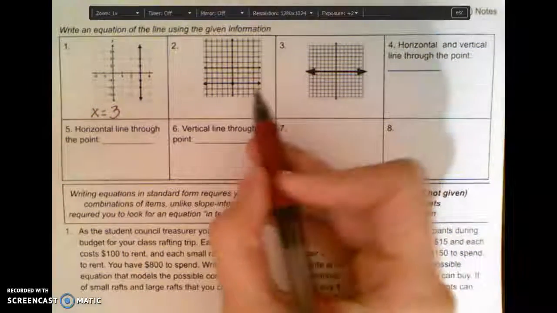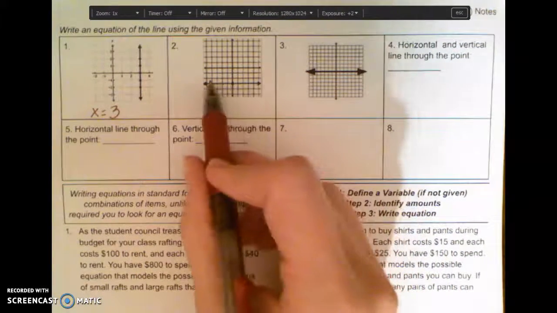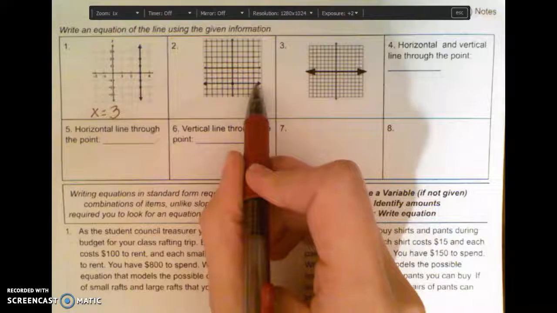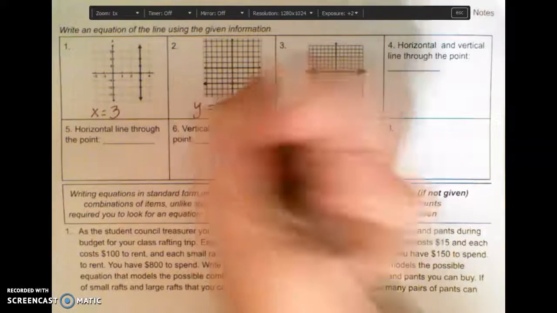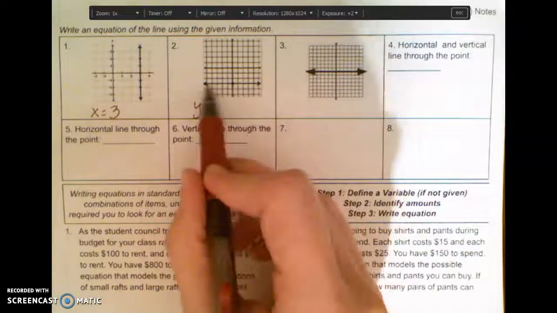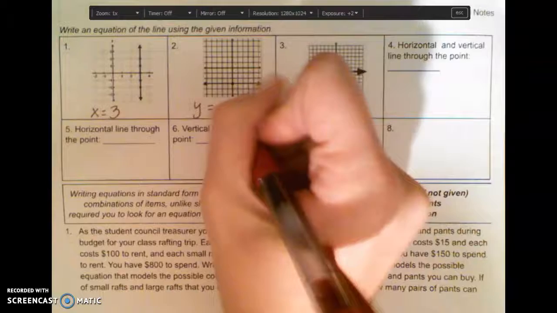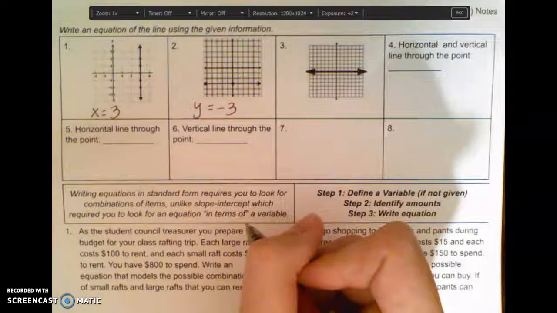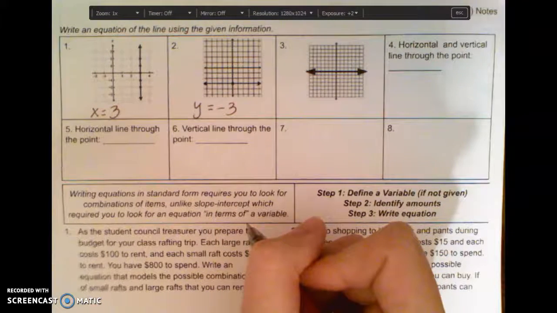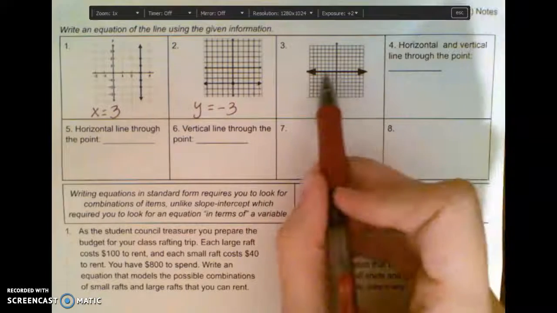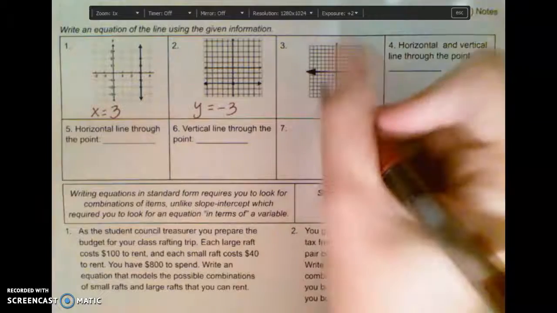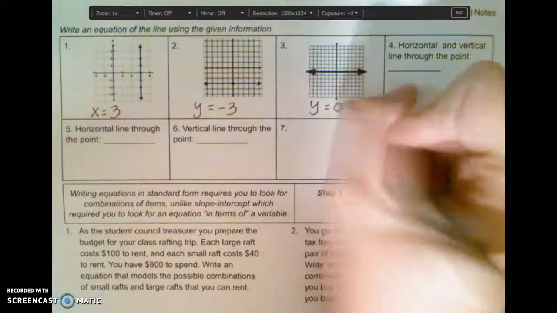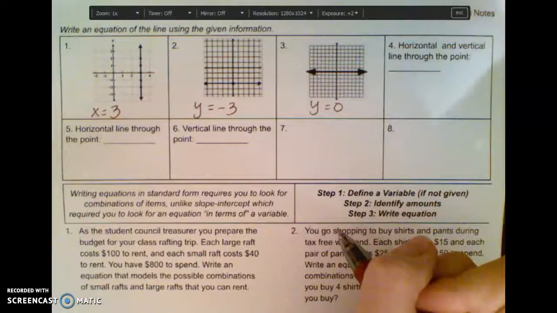Now let's look at the second one. We have a line going side to side here. That means it is a horizontal line. Whenever I have a horizontal line, it is y equals, because every single y value on this line is -3. My equation will be y equals -3. And lastly, we have a horizontal line here at 0. So that means I'm going to have y equals 0 because it's horizontal.